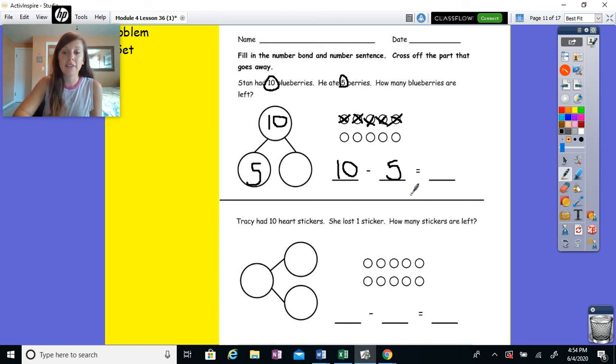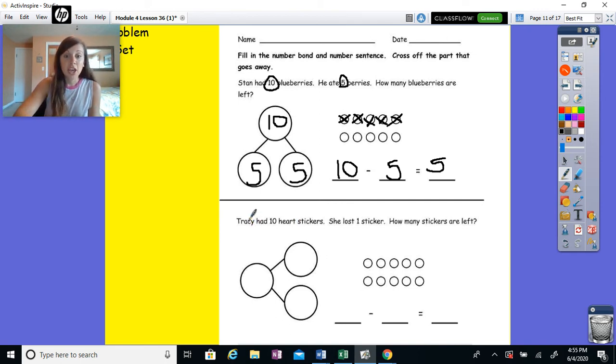So 10 minus 5 equals, now we have to count up how many he has left. 1, 2, 3, 4, 5. So 5 comes after the equal sign. We know 5 and 5 makes 10. You can also use your fingers to help you solve this problem. If I have 10 and I take 5 away, how many are left? 5. So he has 5 blueberries left. Good job.